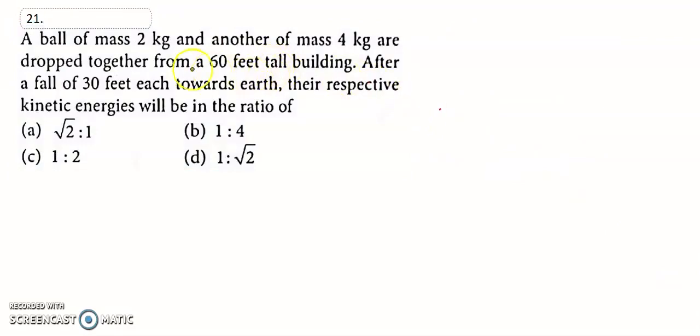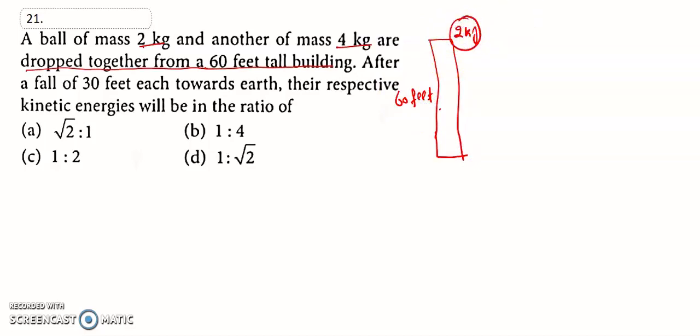So 21 question anna nodi, a ball of mass 2 kg and another of 4 kg are dropped together from a 60 feet tall building. So this is a tall building. So height is how much? 60 feet. There are two balls here. One is a 2 kg ball. Another one is a 4 kg ball. So these two balls are dropped from 60 feet.